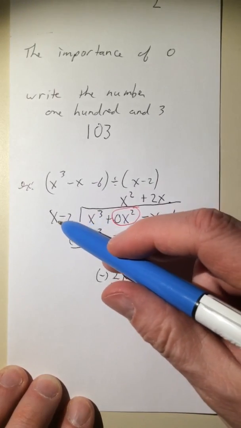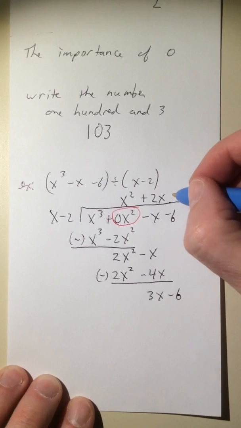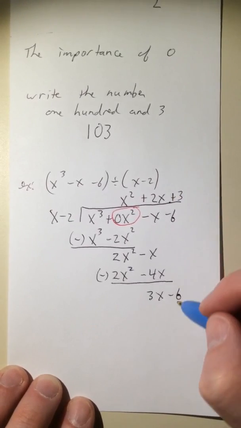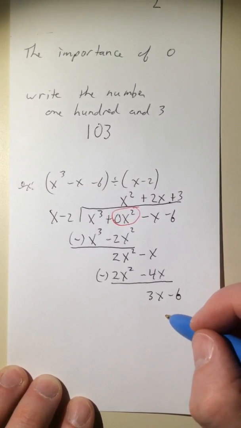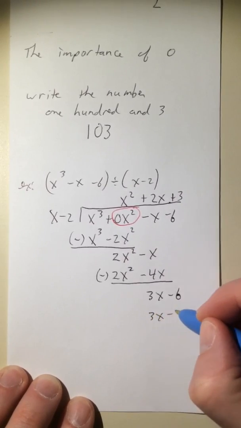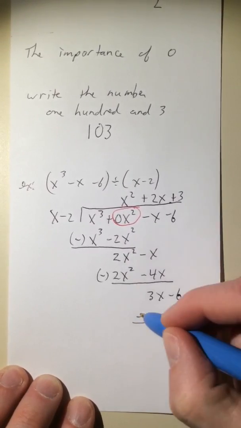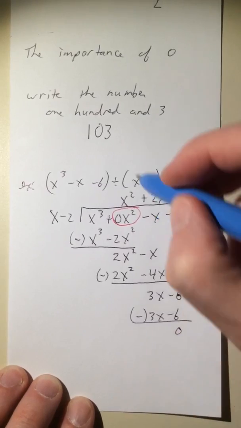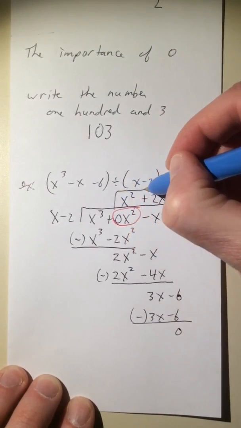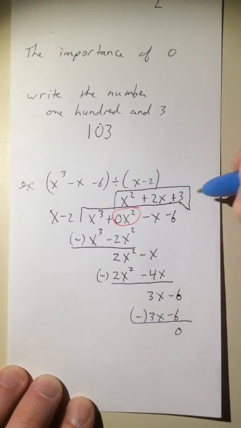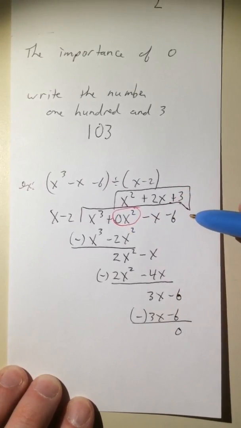And then we ask ourselves, x times what makes 3x? That's clearly going to be plus 3. And we multiply, and we get 3x minus 6, and we get a remainder of 0. So there is our answer right there. Making sure we fill in the missing term.